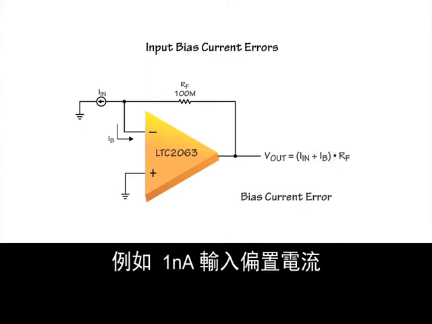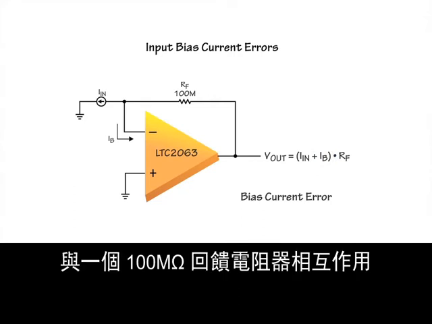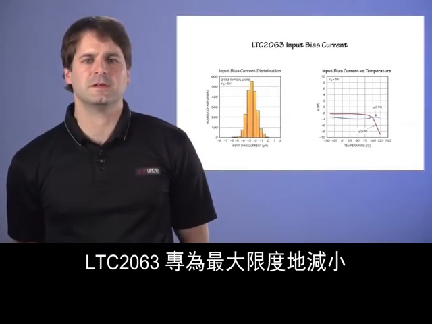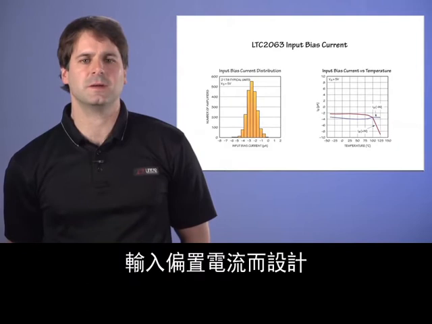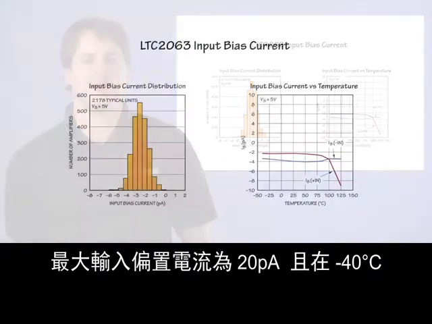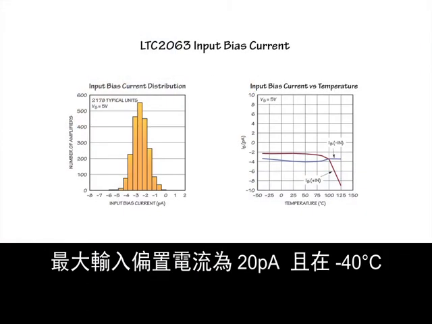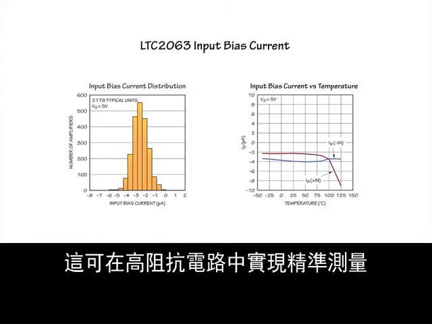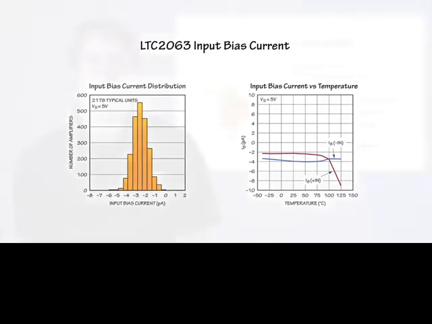In these circuits, the input bias current will react with the feedback resistor and cause an error at the output. For example, 1 nanoamp of input bias current reacting with a 100 megaohm feedback resistor will generate 100 millivolts at the output. The LTC 2063 has been designed to minimize input bias current. The maximum input bias current is 20 picoamps and does not exceed 100 picoamps over the entire minus 40 to 125 degrees Celsius range. This allows precision measurement in high impedance circuits.